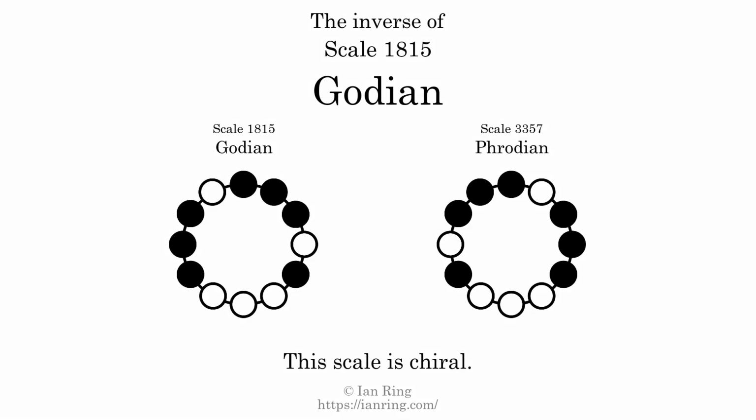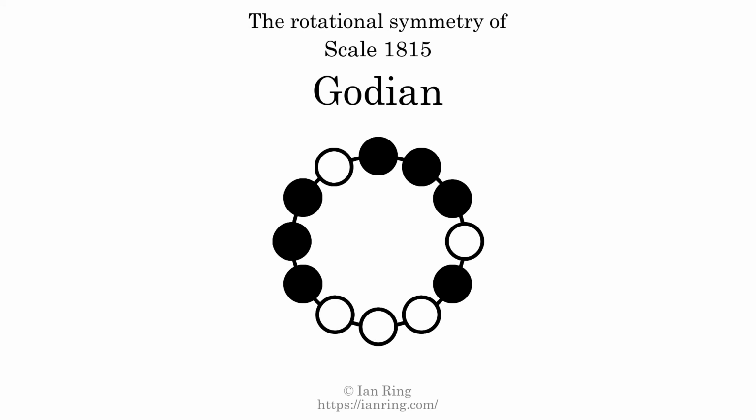The inverse of a scale is a mirror image. It is what you get when the sequence of intervals is reversed. The inverse of this scale is scale 3357, also known as Freudian. This scale is chiral. It cannot transform into its inverse by rotational transformation. This scale has no rotational symmetry.